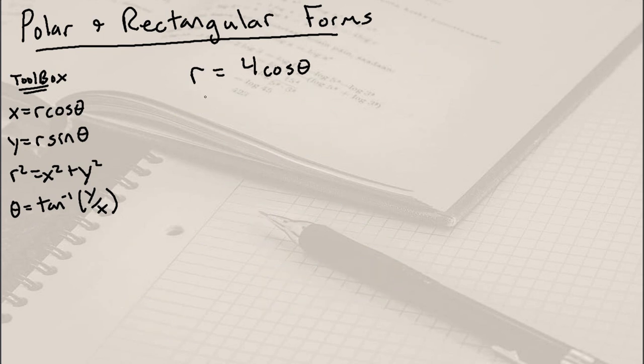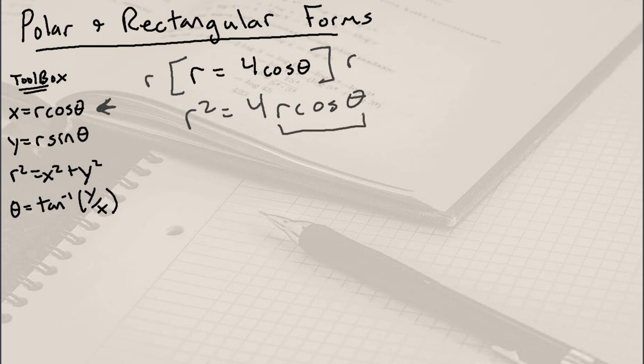All right. Let's switch this one to rectangular form. So I'm not going to be able to use this theta one with the tangent because I don't have a tangent. I do have a theta, but it's with a cosine. And this looks like it's awfully close to this one right here. It just needs an r right here. So I'm going to go ahead and get an r right there by multiplying both sides by r. So I'll get r squared equals 4r cosine theta.